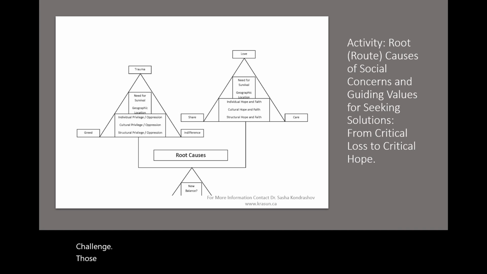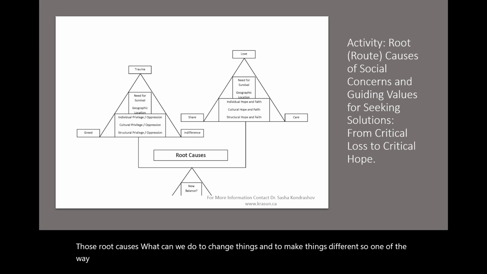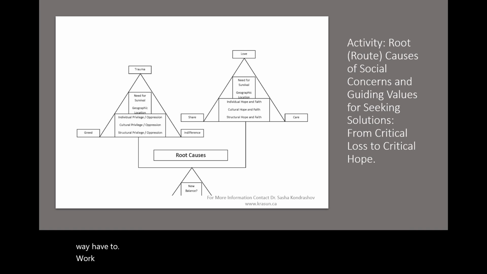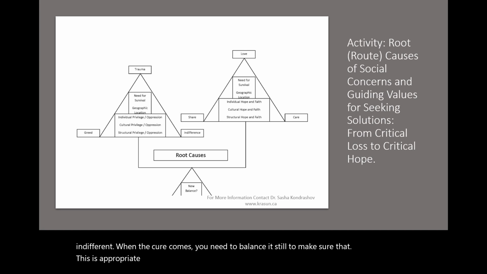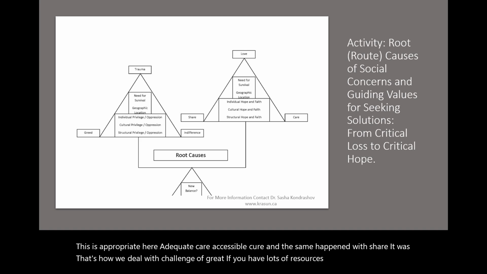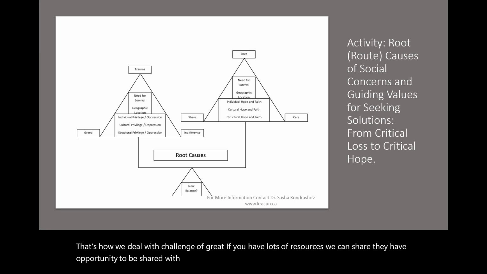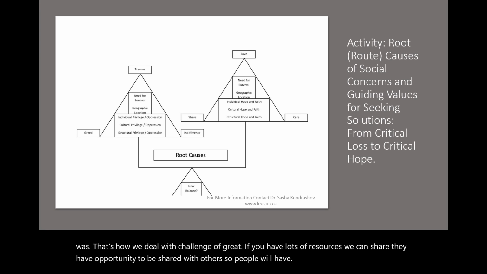What can we do to change things and to make things different? So one way to work through indifference is to become a caring person. When we are caring, it's hard to be indifferent when the care comes. You need to balance it still to make sure that this is appropriate care, adequate care, accessible care. And the same happens with sharing. That's how we deal with the challenge of greed. If you have lots of resources, they have the opportunity to be shared with others, so people will have supports available and accessible to them.